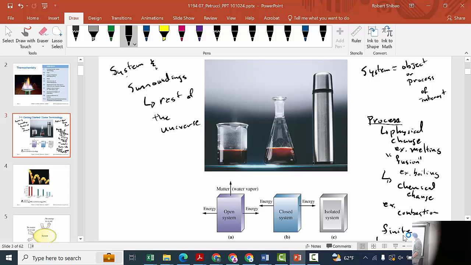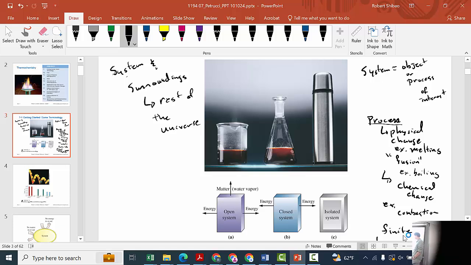Okay, this is the closed system. Matter cannot be exchanged, but energy is freely exchanged back and forth. And then we have an isolated system. This would be like a vacuum thermos. If we have hot liquid in here, if this were a perfect vacuum, it would stay hot forever. Unfortunately, this is not a perfect vacuum, and it'll cool down slightly as heat leaks out. But an isolated system would be like a perfect vacuum. No energy can leak out. No energy can leak in. No matter can leak out. No matter can leak in.